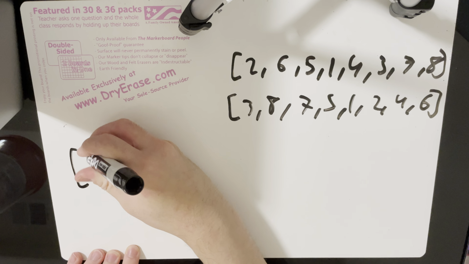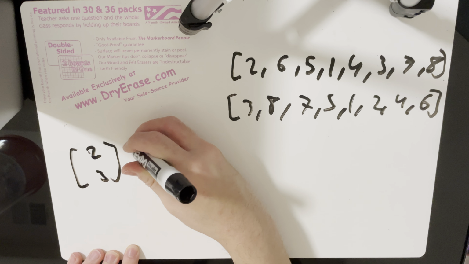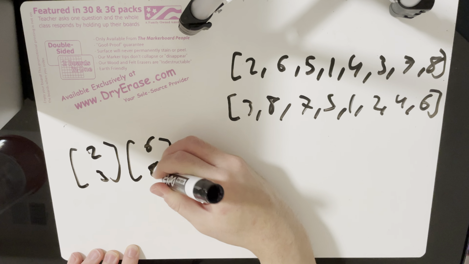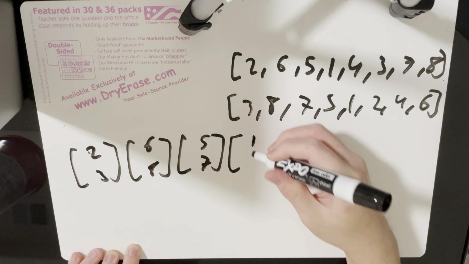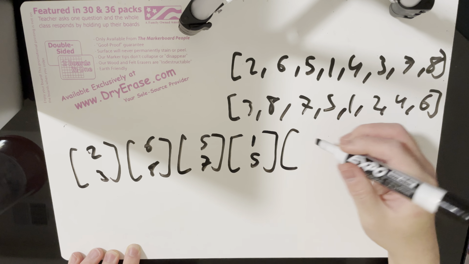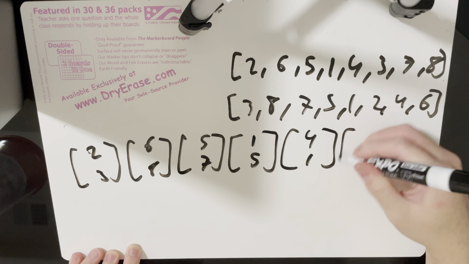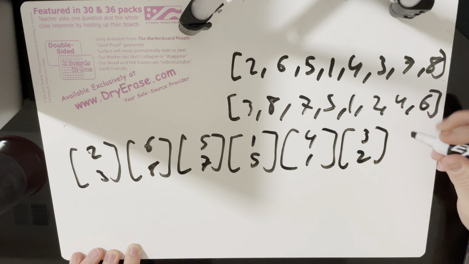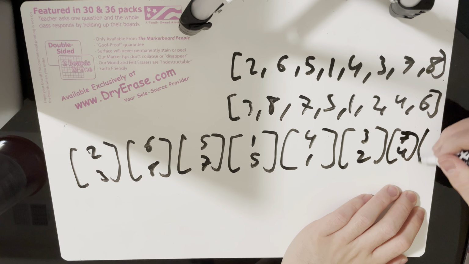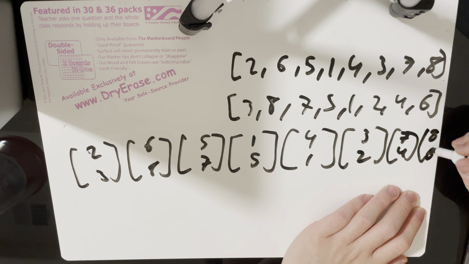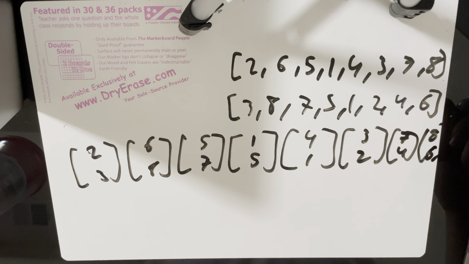So if we have 2, 3 over here, 6, 8 over here, 5, 7 over here, 1, 5 over here, 4, 1 over here, 3, 2 over here, 7, 4 over here, and then the last one, I'm running out of room, but it's 8 and 6. So this is a better way to think of this problem. Let's try to make some observations about this.